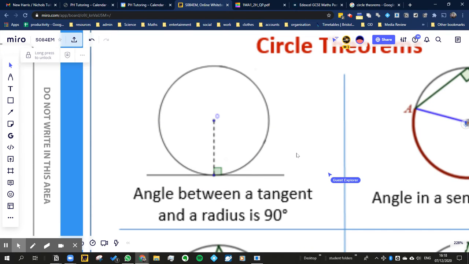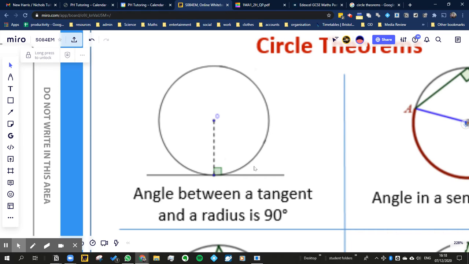So these are the 6 main circle theorem rules. It's a subtopic of geometry. If you draw a tangent to a circle like that, then you draw a line from the radius to where it is touching the tangent, you'll find the tangent and that line are at right angles to each other.